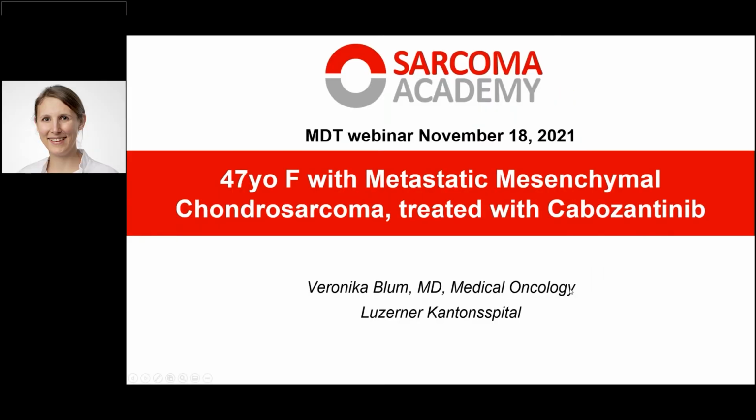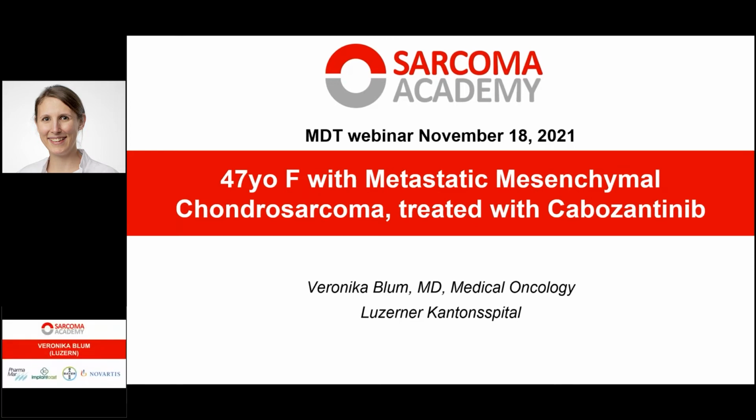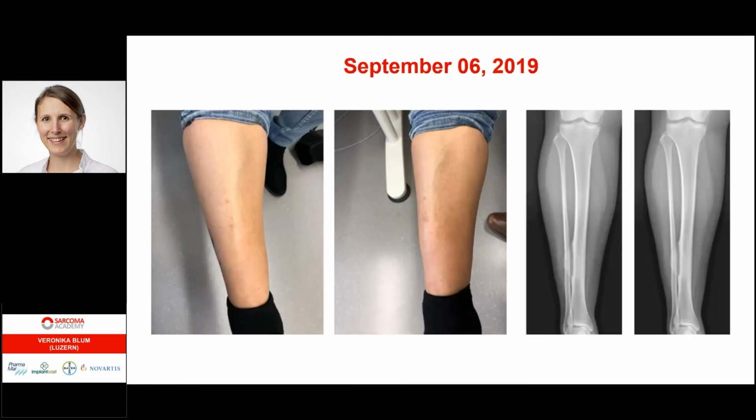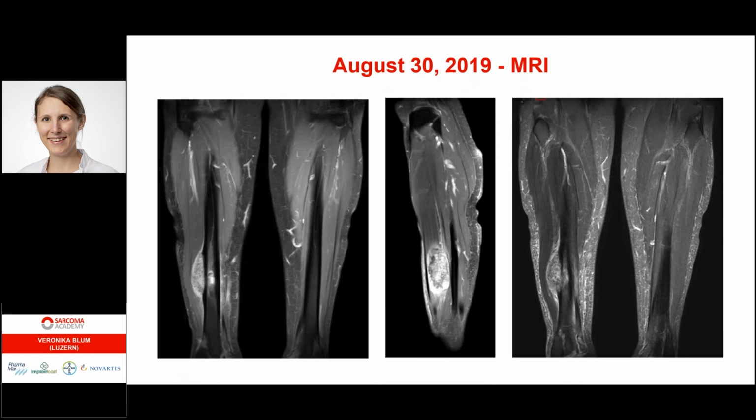I'm happy to present a patient of mine who was treated for a metastatic mesenchymal chondrosarcoma with Cabozantinib. The patient first presented in September 2019 with a swelling and pain in the right lower leg. On the radiograph made by the family doctor, you can see this lesion here. The family doctor also performed an MRI where you can see this tumor here. Due to this, the patient was sent to our sarcoma unit.